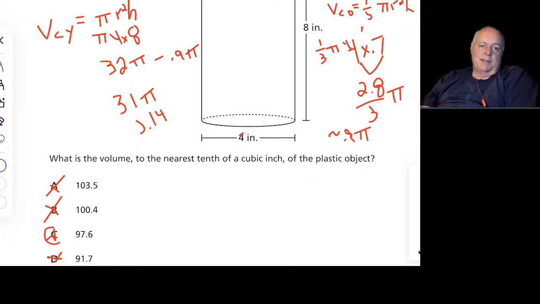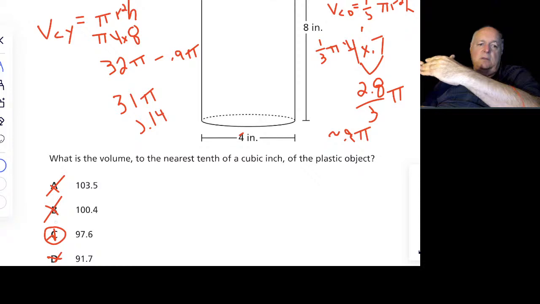Okay, I'm showing you guys a way to double check it because I'm not going to spend time actually doing the calculation. If you do the calculation, you should get 97.61 or something, or 97.5999 or something like that. What they're asking you is the nearest tenth of a cubic inch. So if you happen to get like 97.5 something or whatever, it's probably because you didn't use enough digits on your pi. That's what makes this annoying.